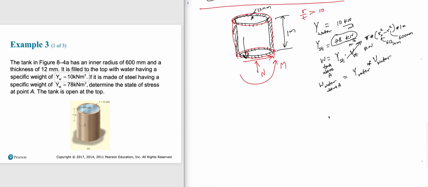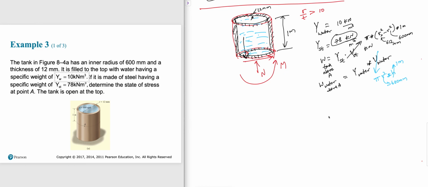Then what is the volume of water? Volume of water is simple because this is water, this is how much water is occupying. So volume of water, we can get that with nothing but pi r square times h, where height is going to be 1 meter, r is going to be 600 millimeter. And that's it. So when we plug in the numbers, we get the weight of the tank above A.